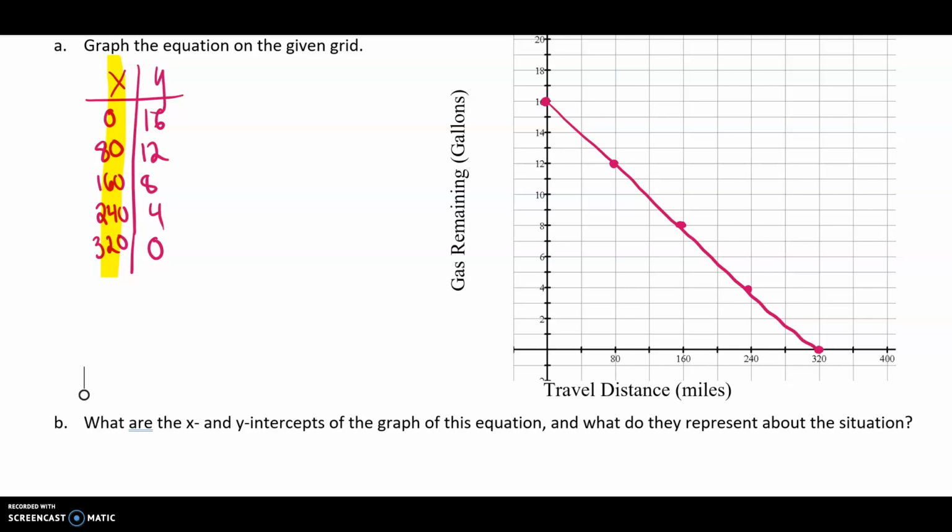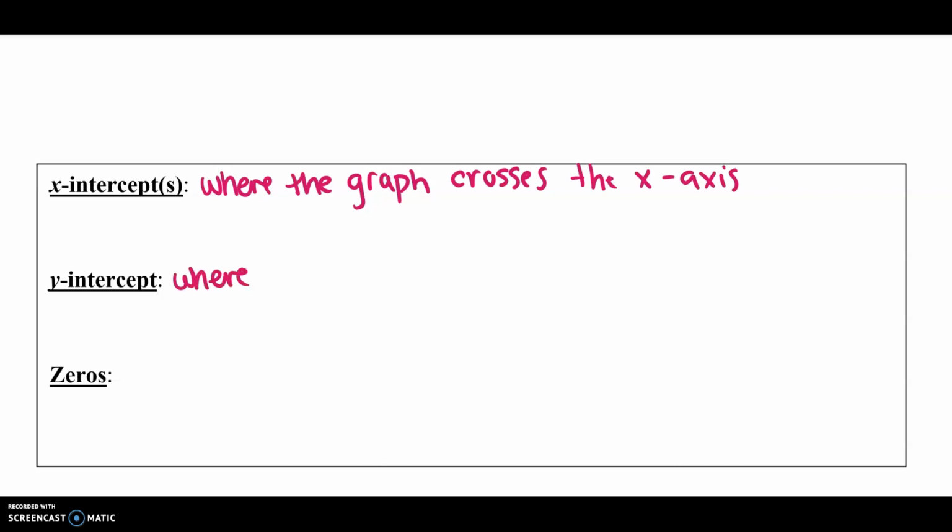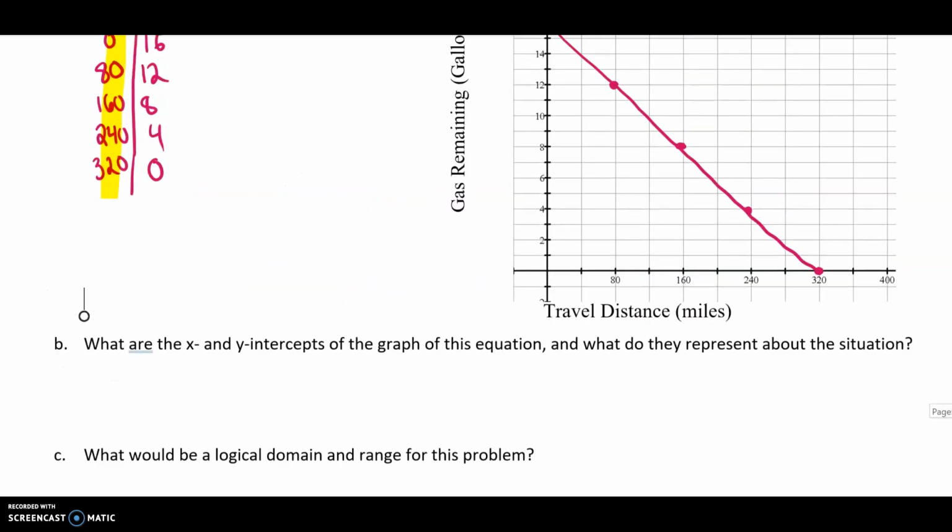Let's start with what is an x-intercept and what is a y-intercept. Visually, an x-intercept is where the graph crosses the x-axis. That's visually. Crosses or touches, whatever you want to say, the x-axis. Which means a y-intercept then is where the graph crosses the y-axis. Make sure you have these notes written down. Find both of these points on the graph here.